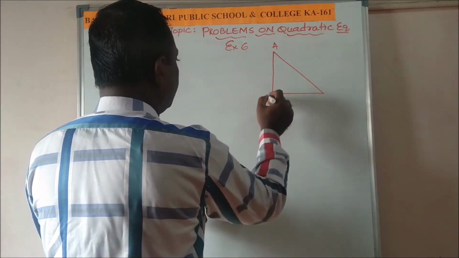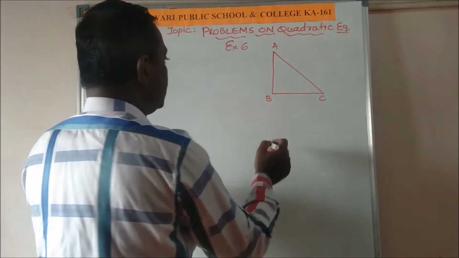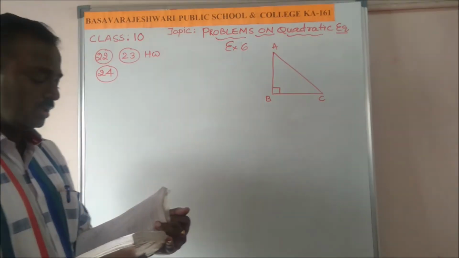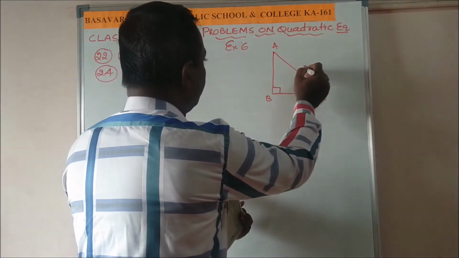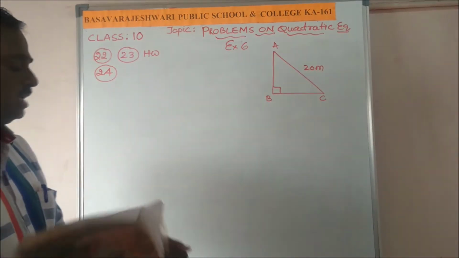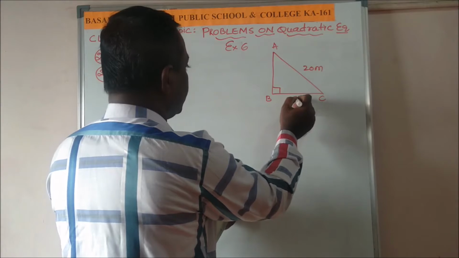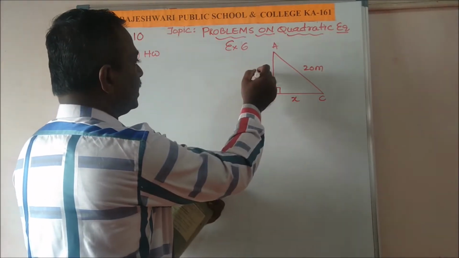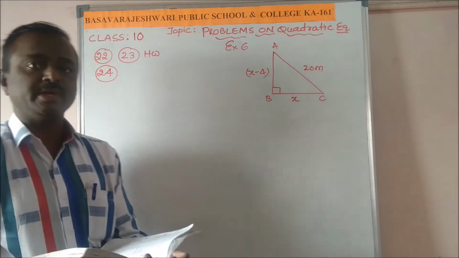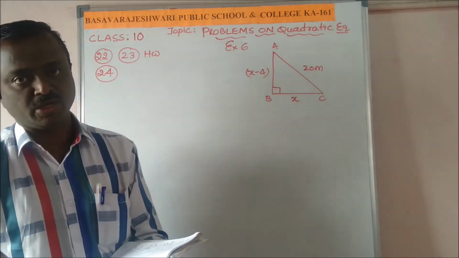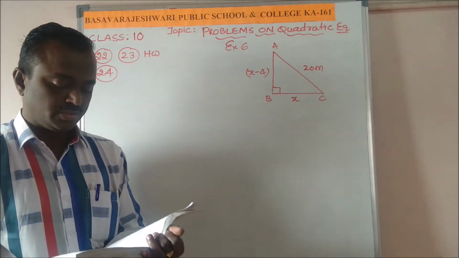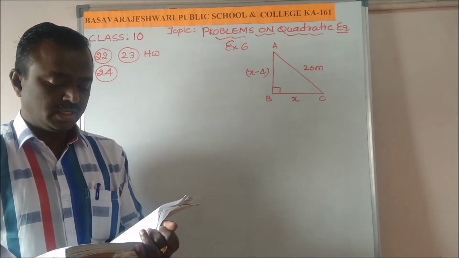Okay, A, B, C. So this is the right angle. In that, the hypotenuse is given as 20 meters. Take one side as x meters, and the other side you can take as x minus 4 or x plus 4. Apply the Pythagoras theorem. You will get a quadratic equation. Solve the quadratic equation. That's why I am giving 22 as homework.